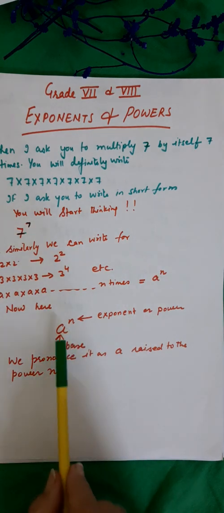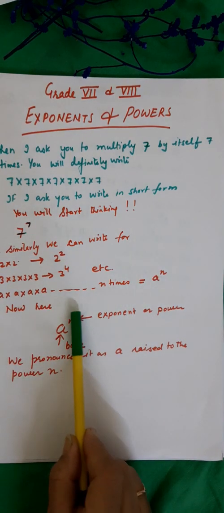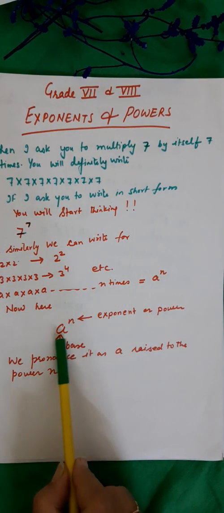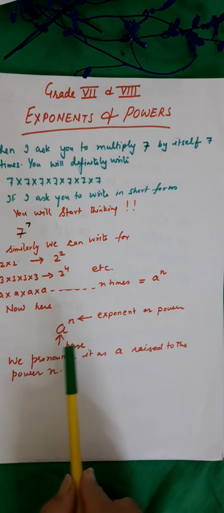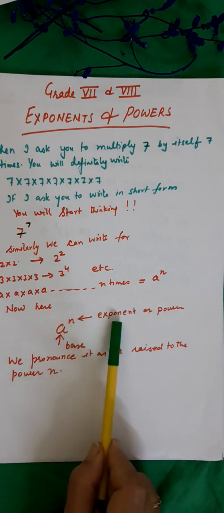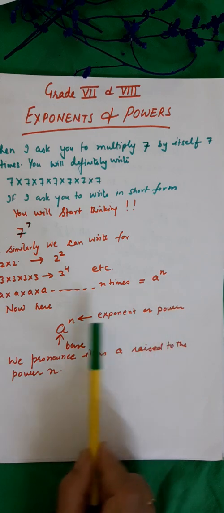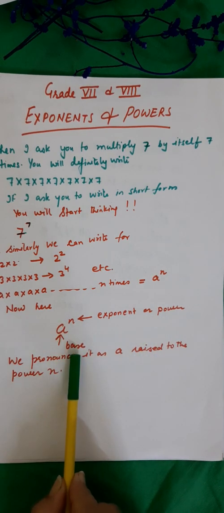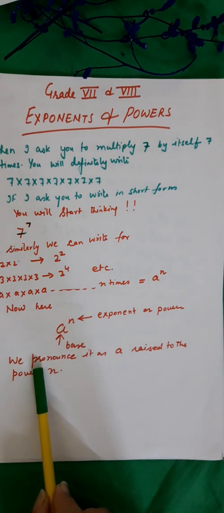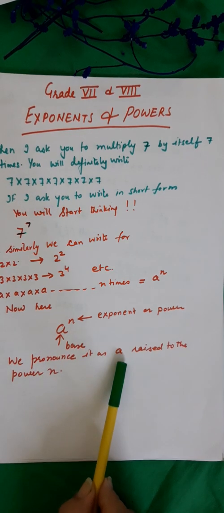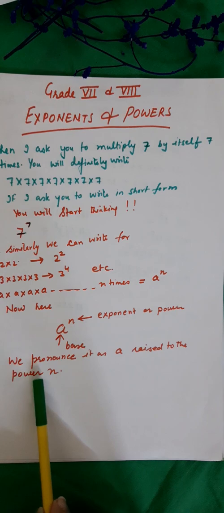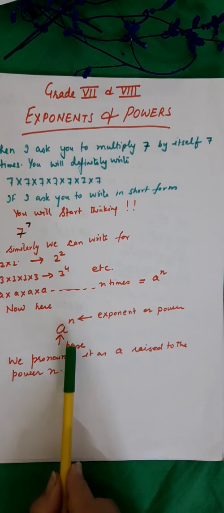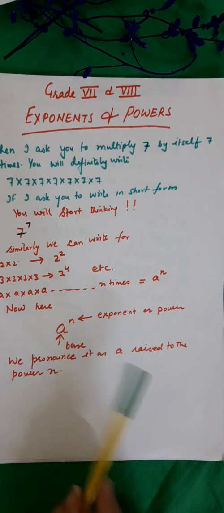Now here, a raised to the power n, when you have written all these components, they have a meaning. n means exponent or power. And this a will be called the base. So we pronounce it as a raised to the power n. How do we pronounce? A raised to the power n.